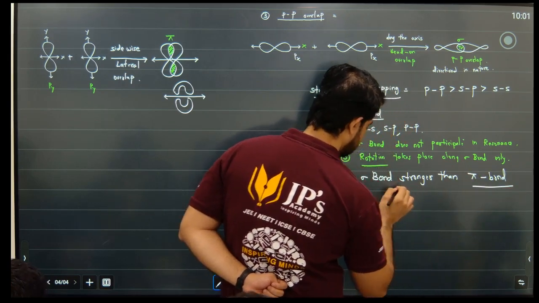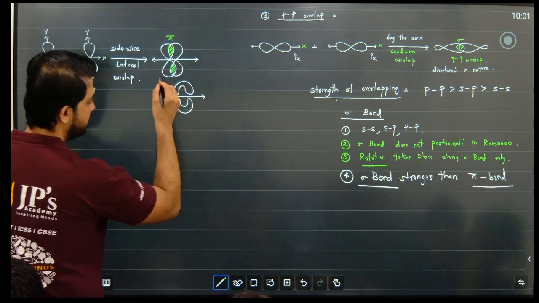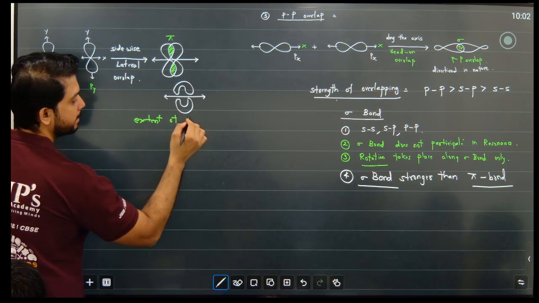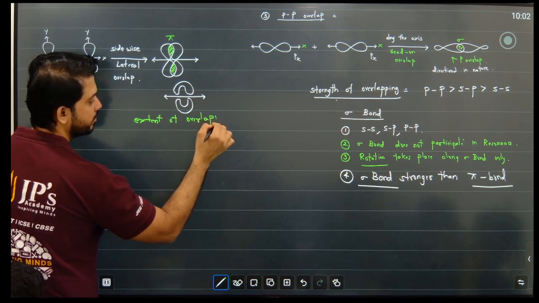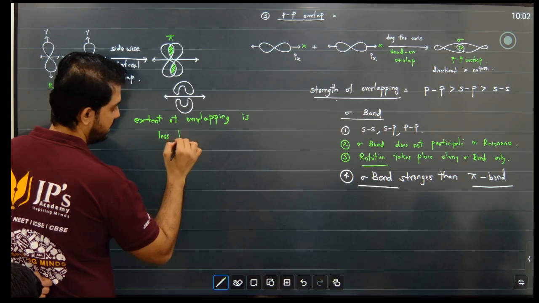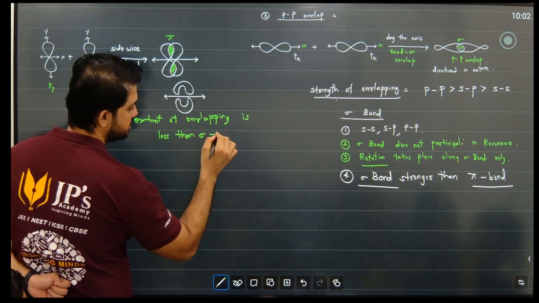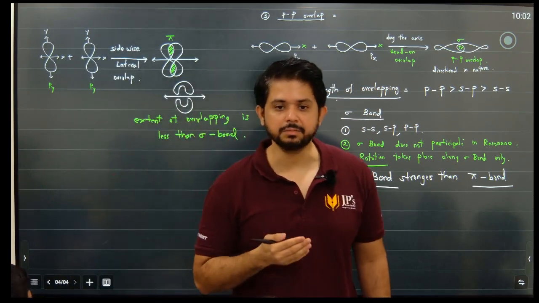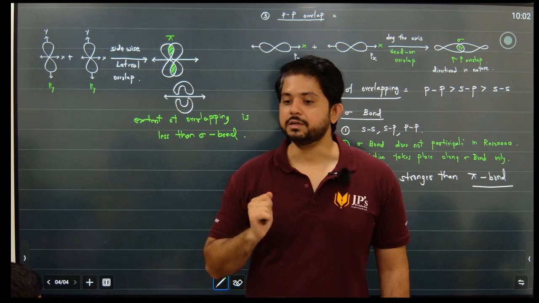I repeat, here the extent of overlapping is less than in a sigma bond. Since the extent of overlapping is less than a sigma bond, a pi bond is weaker.